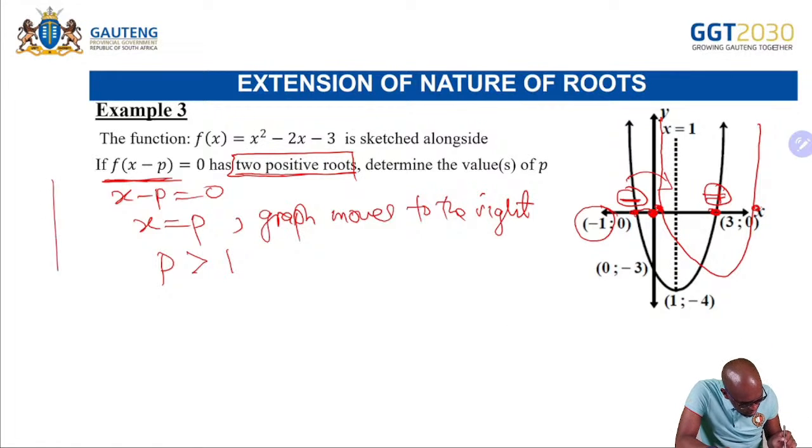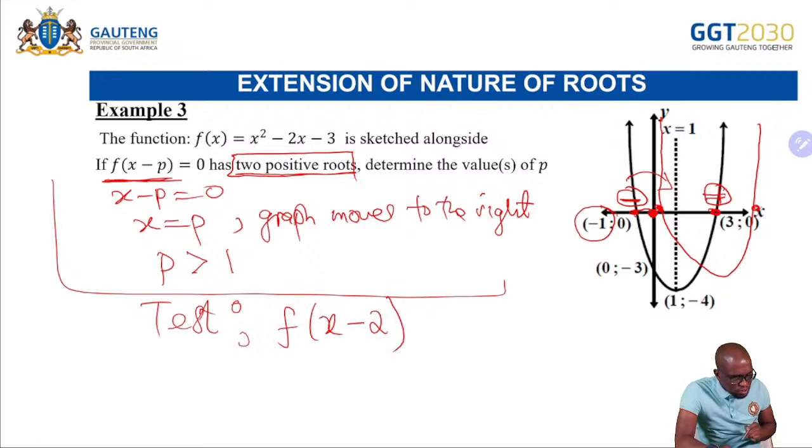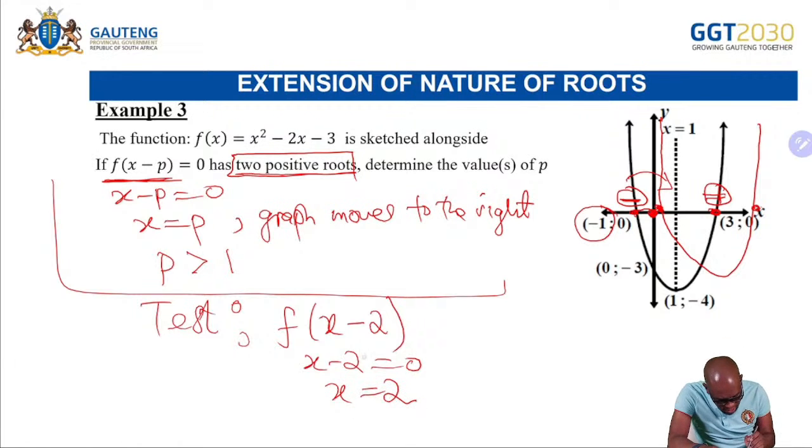I can actually test this just to show you that it works. When you say p is greater than 1, you can choose any value of p that is greater than 1. So you'd have f of x minus p. I'm choosing 2, which means that x minus 2 equals 0, x equals 2. So if you move this graph 2 units to the right, you'll find it somewhere here.